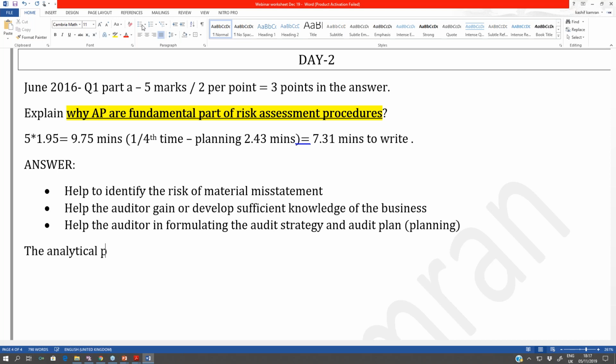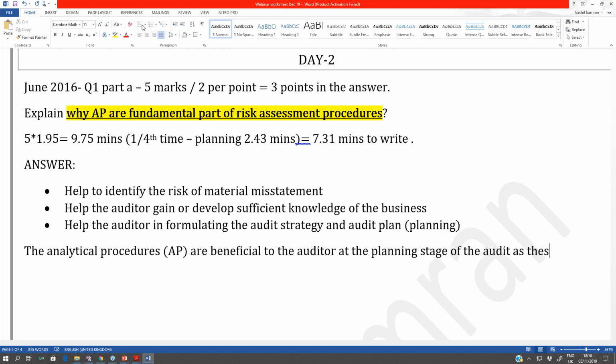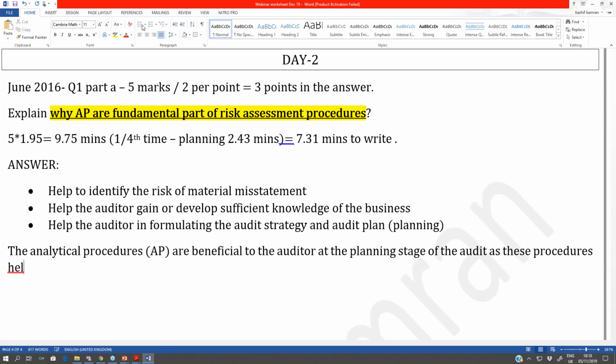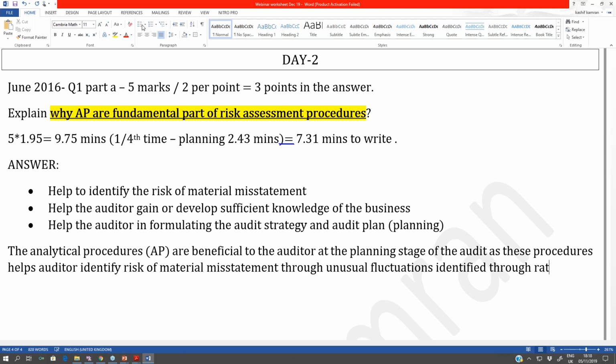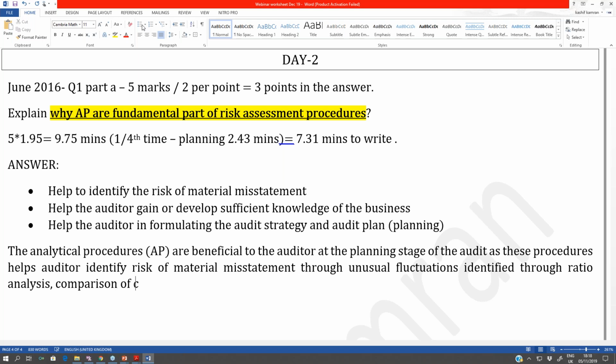The analytical procedures, and I wrote in the bracket AP, so I can use that short form in my exam paper then. The analytical procedures are beneficial to the auditor at the planning stage of the audit, as these procedures help the auditor identify risk of material misstatements through unusual fluctuations identified through ratio analysis, comparison of current year with last year, etc.